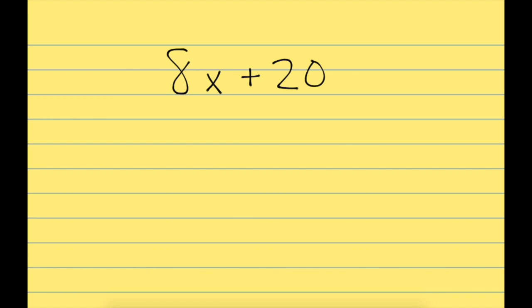Now by terms, I mean 8x is one term, 20 is another term. Terms are separated by addition or subtraction. So when we're looking for the greatest common factor, we're looking for the biggest number or set of variables that goes into both. Now they don't have any variables in common, so we don't have to worry about that. But what's the biggest number that goes into both 8 and 20?